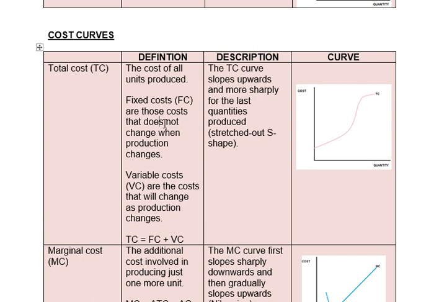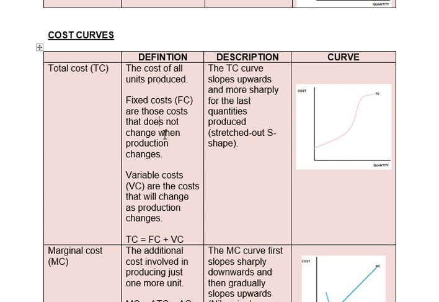If we go over to the cost curves, and remember I said the cost curves are exactly the same for all market structures. So if we go to total cost or TC, remember that is the total cost involved in the production of all the units that I have produced. So if I have produced 100 cupcakes, my total cost will be all the cost involved in producing those 100 cupcakes. And remember, your total cost is divided into fixed cost and variable cost. Your fixed costs are those costs that don't change when production changes.